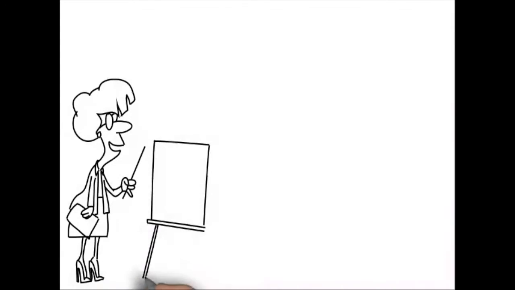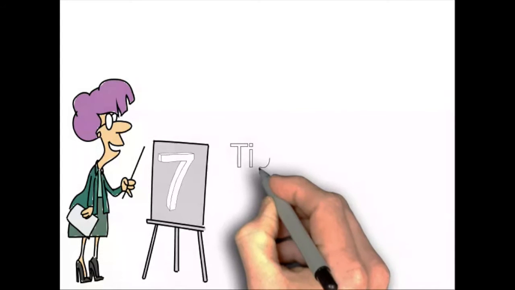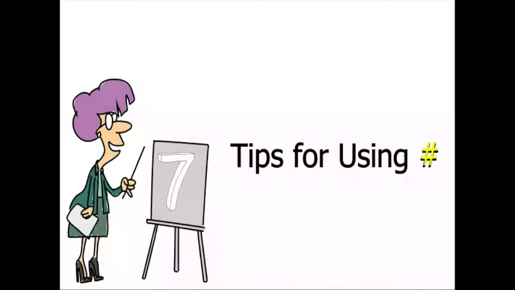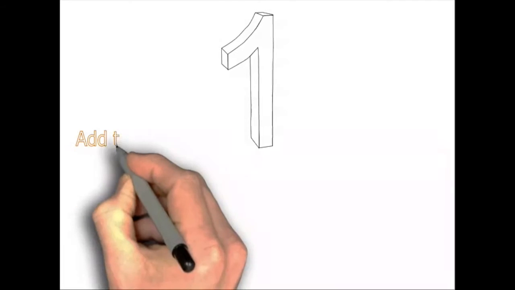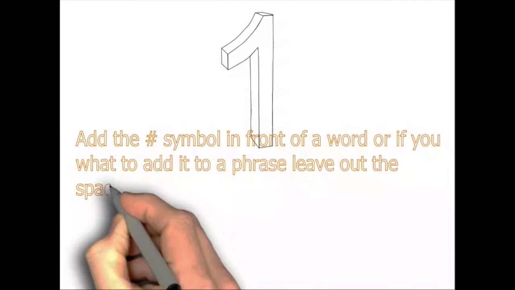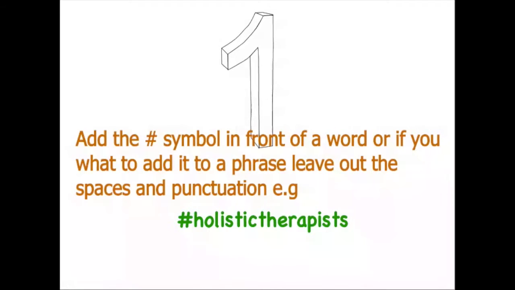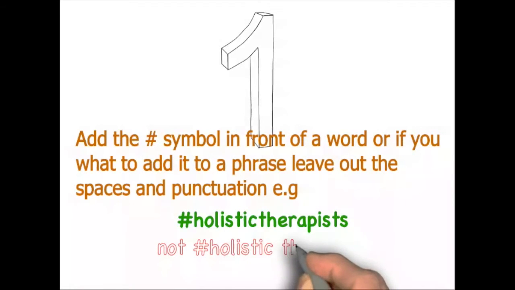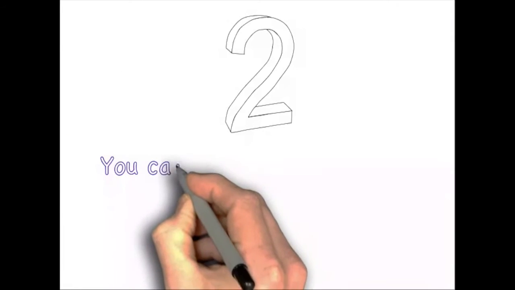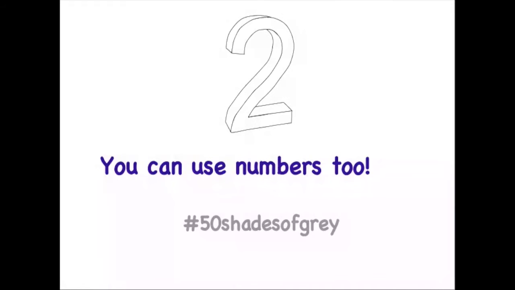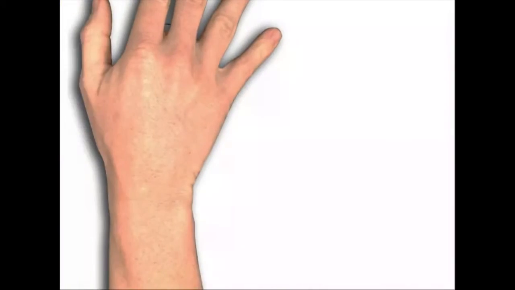So, how about I give you 7 helpful tips on how to use hashtags for your social media marketing? Tip number 1: add the hashtag symbol in front of a word, or if you want to add it to a phrase, leave out the spaces and punctuation. For example, like this. Tip number 2: you can also use the hashtag symbol in front of a word that begins with a number, like 50 Shades of Grey.